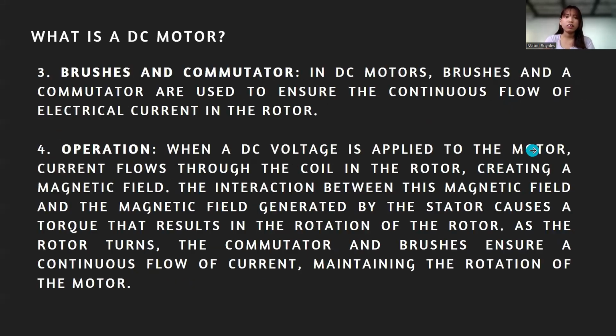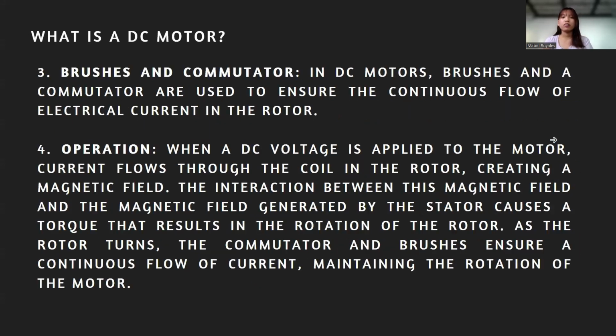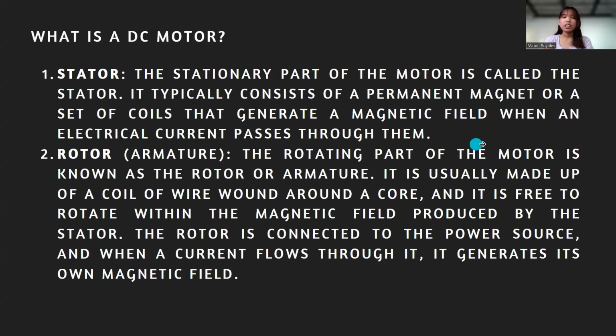There are four parts of a DC motor: stator, rotor or the armature, brushes and commutator, and operation. Stator, it is the stationary part of the motor. It typically consists of permanent magnet or a set of coils that generate a magnetic field when an electrical current passes through them. A rotor or armature, the rotating part of the motor.